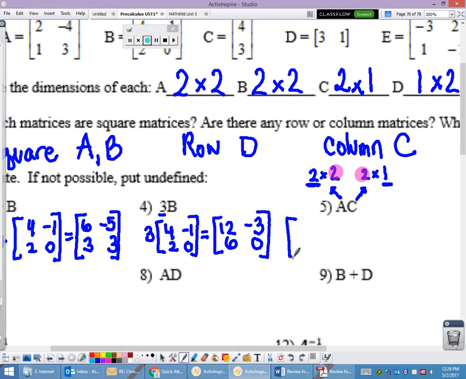So let's go ahead and set this up. Matrix A is 2, -4, 1, and 3, and matrix C is 4, 3. So these are the two that I'm multiplying together.